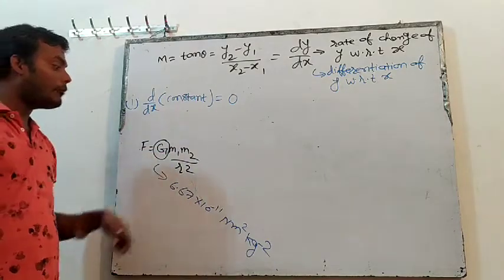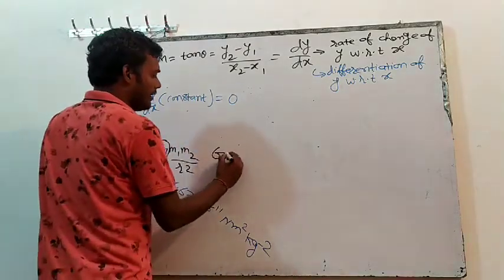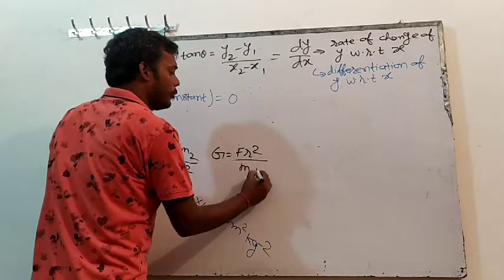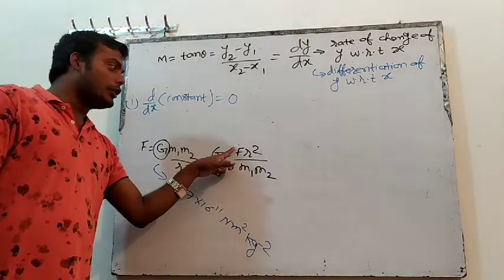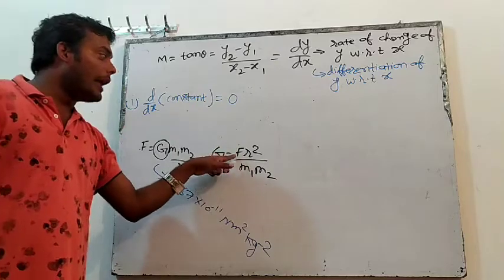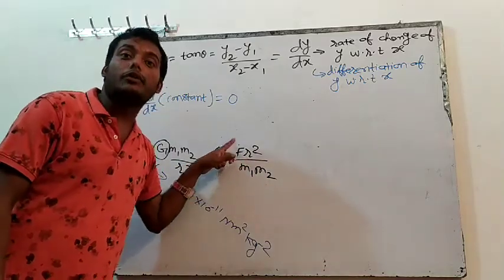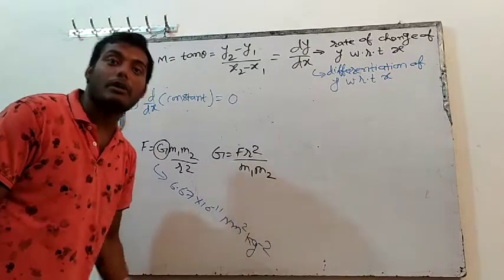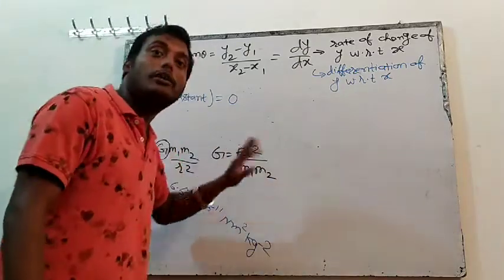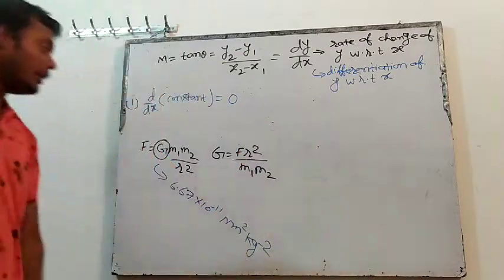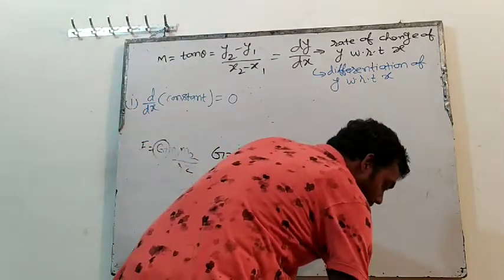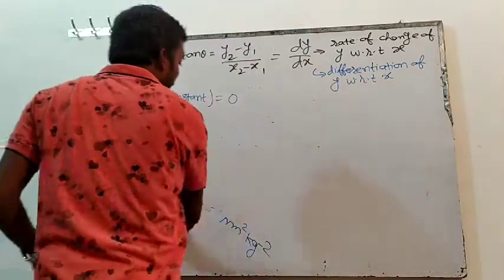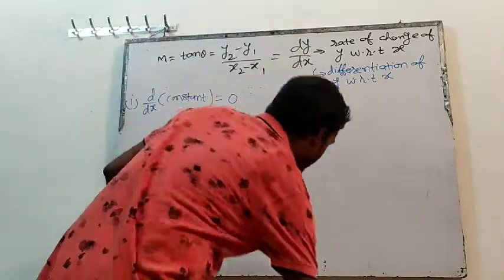G is equal to F r square by m1 m2, right? I am not going into detail because you know that. F is in Newton, r is distance. So Newton into meter square divided by kg into kg, so kg square, kg to the power minus 2, right? And this capital G value is 6.67 into 10 to the power minus 11. So this is a constant, and if any constant comes, its differentiation will be 0. Is it clear?